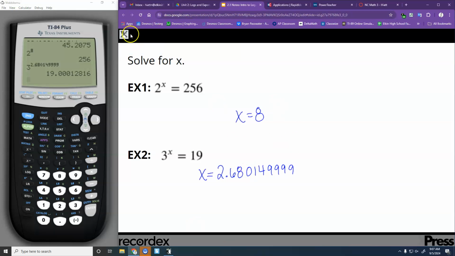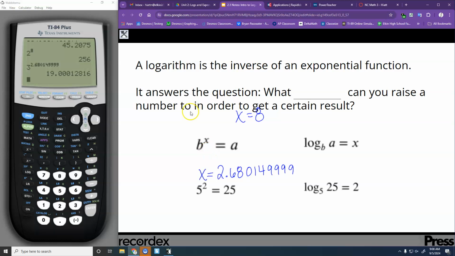So let's look at how to solve. Well, we're only going to solve really simple ones today.